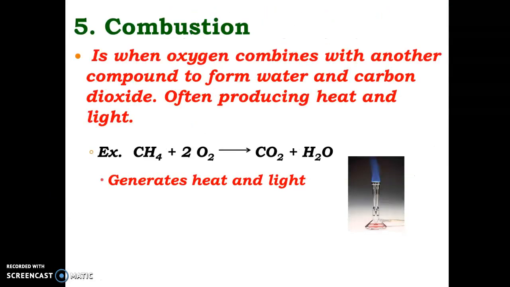Combustion. Our final type of reaction, combustion. Hopefully you have already heard the word combustion and you think of things burning. It is exactly that. It is when oxygen combines with another compound to form water and carbon dioxide, often producing heat and light. So here I have methane react with oxygen to produce carbon dioxide and water. This again generates heat and light.